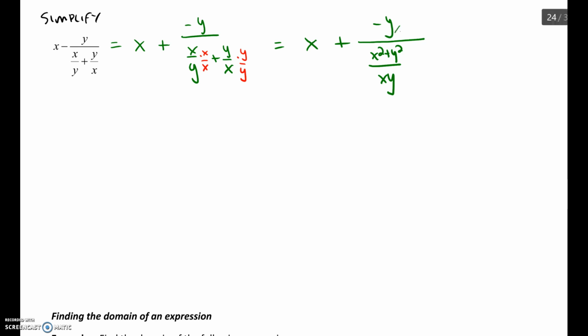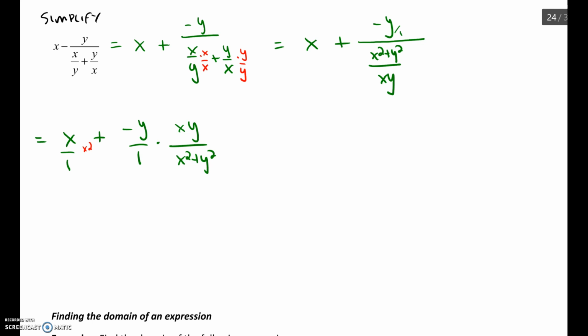So I'm going to write this y as y over 1. And I'm going to take negative y over 1. I take the top fraction multiplied by the reciprocal of the bottom: xy over x squared plus y squared. All right, so now I have these two fractions, and I need to get a common denominator here.